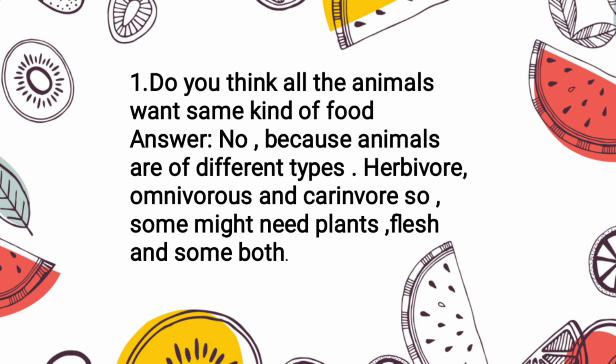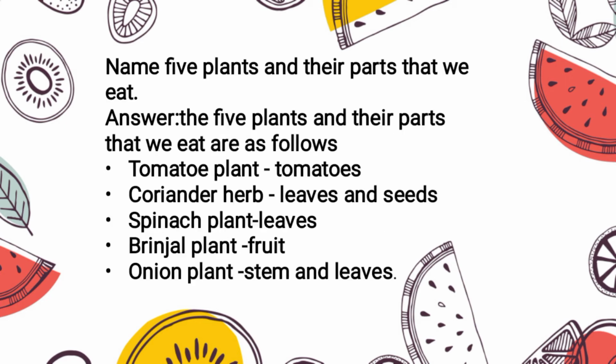Do you think all the animals want the same kind of food? No, because animals are of different types depending upon the variation of their food. So herbivores, omnivores and carnivores. Some might need plants, some might need flesh and some might need both. So they don't have the same kind of food.